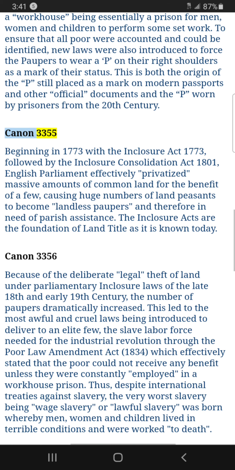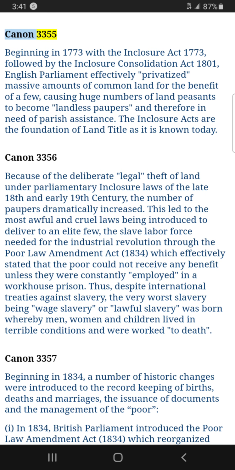Canon 3355. Beginning in 1773 with the Enclosure Act 1773, followed by the Enclosure Consolidation Act 1801, English Parliament effectively privatized massive amounts of common land for the benefit of a few, causing huge numbers of land peasants to become landless paupers and therefore in need of parish assistance. The Enclosure Acts are the foundation of land title as it is known today.